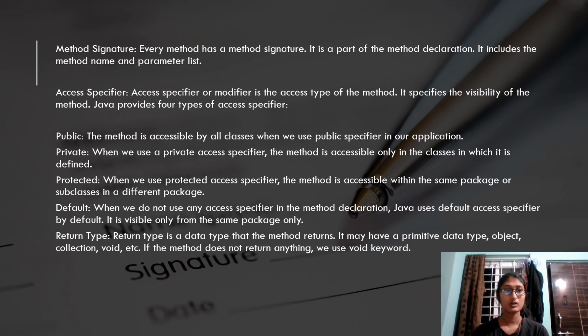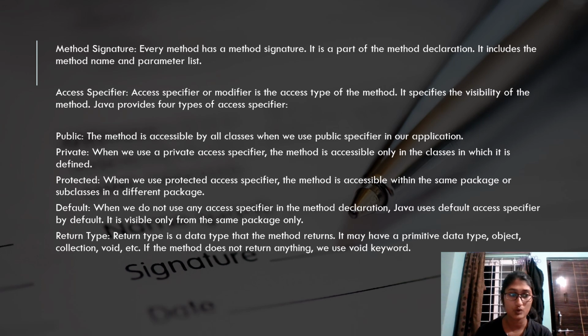Java provides four types of access specifier. Public. The method is accessible by all classes when we use a public specifier in our application. Private. When we use a private access specifier, this method is accessible only in the class in which it is defined. Protected. When we use a protected access specifier, the method is accessible within the same package or the subclass in a different package. Default. When we do not use any access specifier in the method declaration, Java uses the default access specifier. By default, it is visible only from the same package.